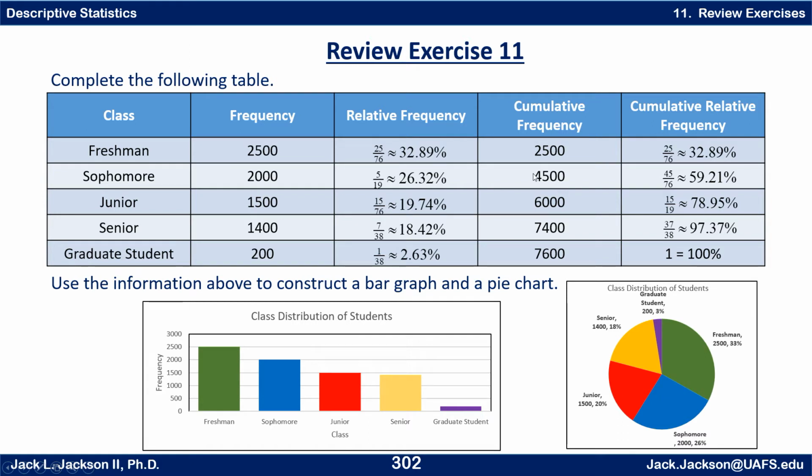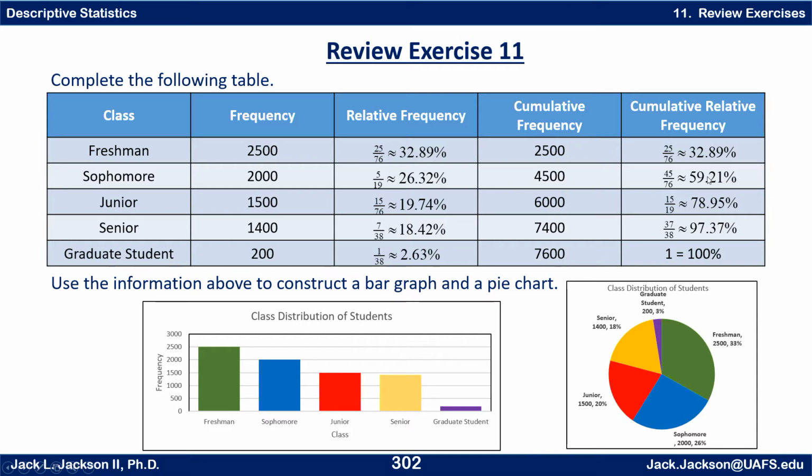The next one, the cumulative frequency of sophomores, is how many are sophomores or lower. So we're adding the 2,500 freshmen to the 2,000 sophomores to get 4,500. For juniors, we're adding these first three numbers together, and we get 6,000, or adding the 4,500 plus the 1,500. That's the cumulative frequency of the sophomores plus the juniors. Similarly, the cumulative frequency of seniors is adding those four together, the total undergraduates of 7,400. And then the cumulative frequency of graduate students would be graduate student or lower. That's everybody, so that's a total of 7,600.